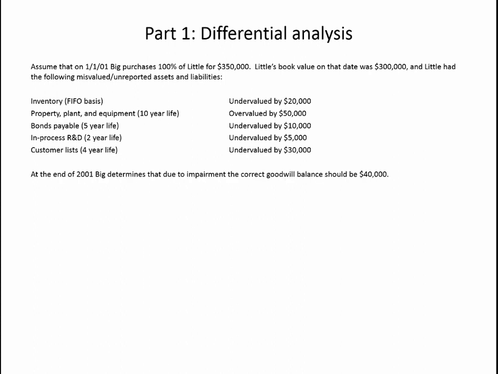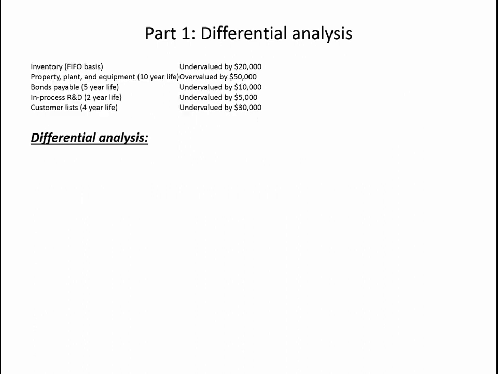And at the end of 2001, Big determines that due to impairment, the correct goodwill balance should be $40,000. And finally, during 2001, Little reports earnings of $40,000 and pays dividends of $30,000. So first thing we have to do is go through our differential analysis. The information regarding the misvalued assets and liabilities is indicated at the top just for easy reference.